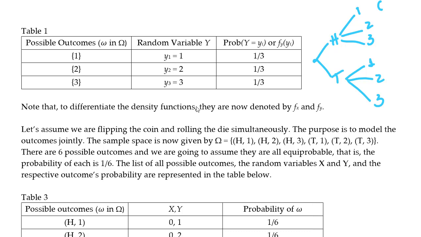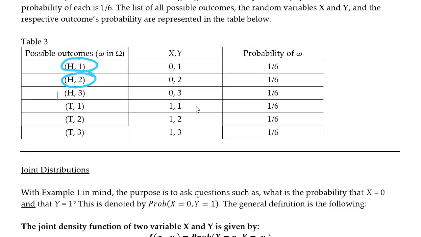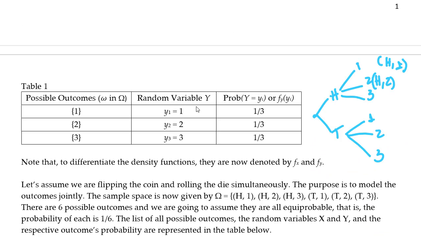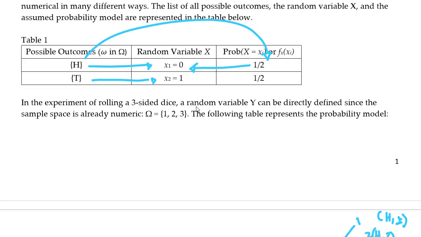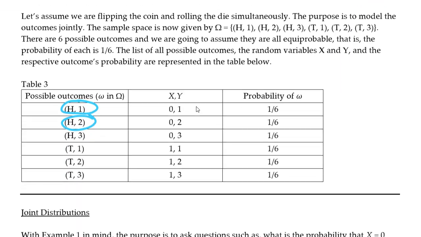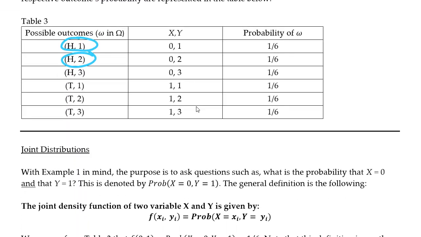That way you can make sure you didn't forget anything. Thus, the first possibility is H1, and that is here. Then H2, and that is here, and so on. Okay, notice that when I have H and 1, my random variable x is 0, my random variable y is 1. Why? Because when the die rolls and the outcome is 1, I recoded my y to 1. And when I flipped the coin and I got heads, I recoded my variable to 0. So here are the values of my random variables.